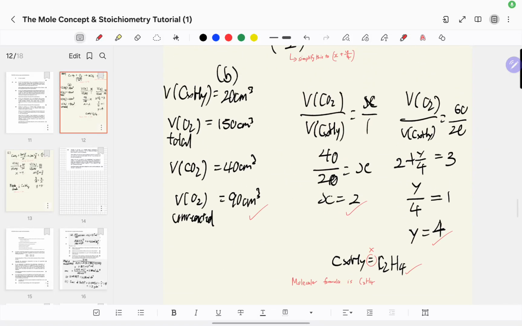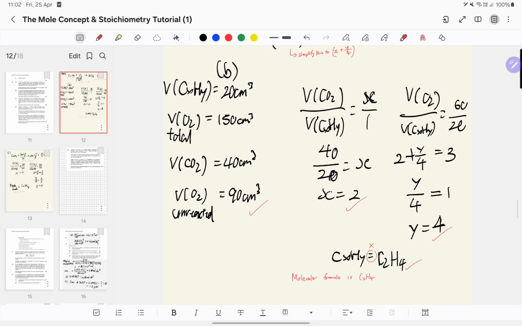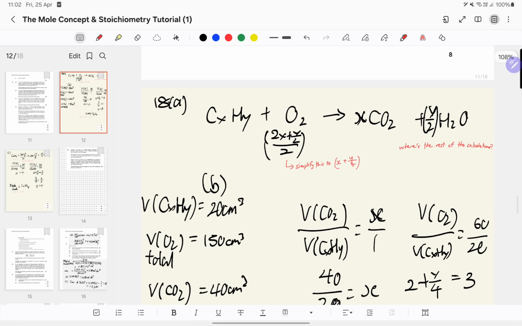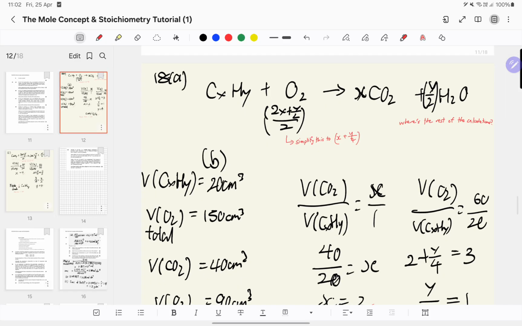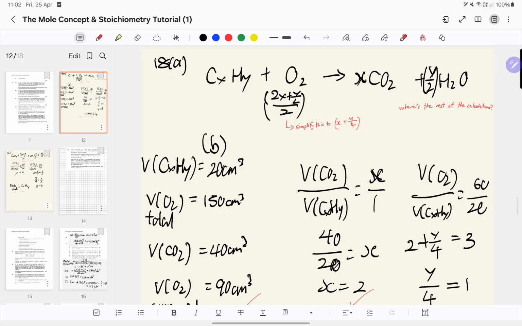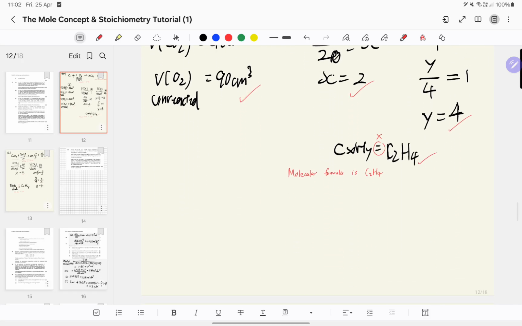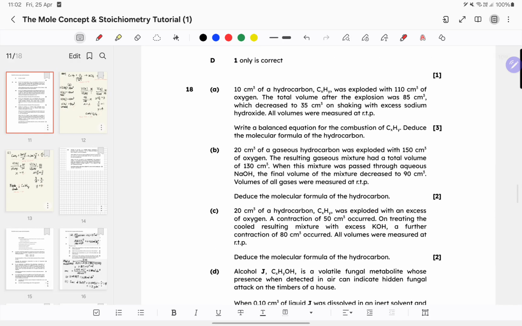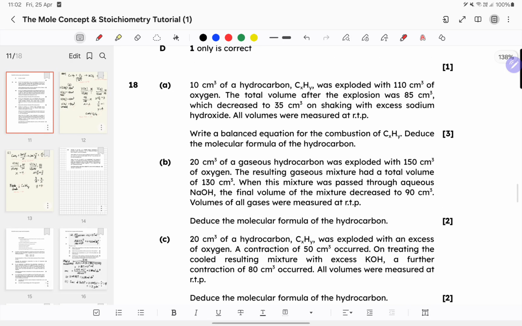For question 18, it seems you have done part B and part C quite well. For part A, it seems you left out the rest of the calculation, but part A is very similar to part B, okay? Let's go through part A very quickly and I'll tell you what the similarities between part A and part B are.